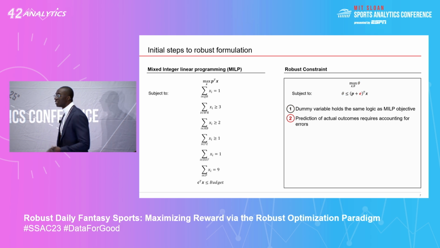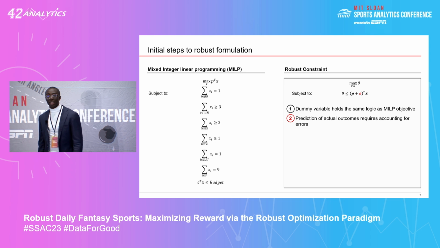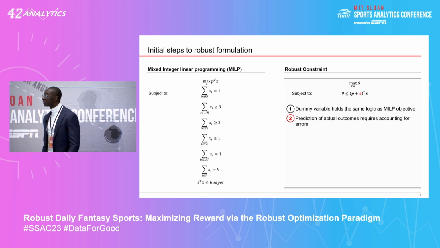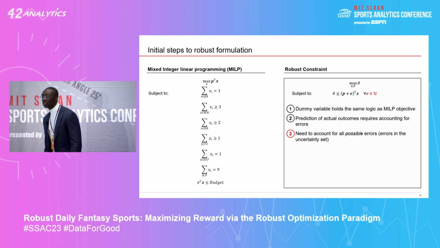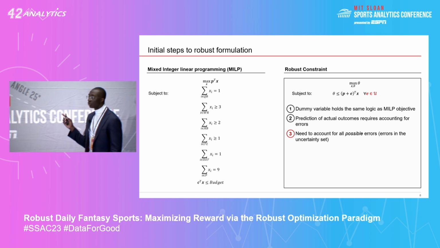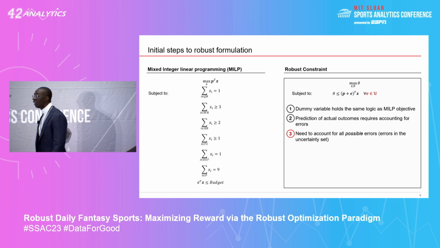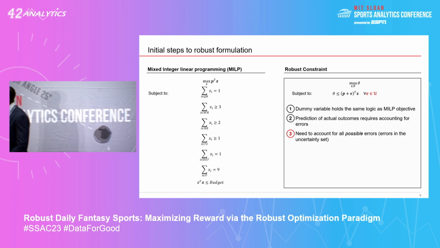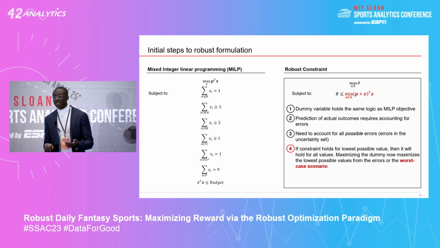But then we introduce this idea of maximizing actual outcomes. We can think of those actual outcomes as projections plus an error on those projections. And then finally, we make the constraint robust to a set of errors that could possibly occur, which means that that constraint has to hold true for any possible error that we could see. And for that constraint to hold true for any possible error that we could see, the dummy variable has to be less than the minimum outcome that we could see.